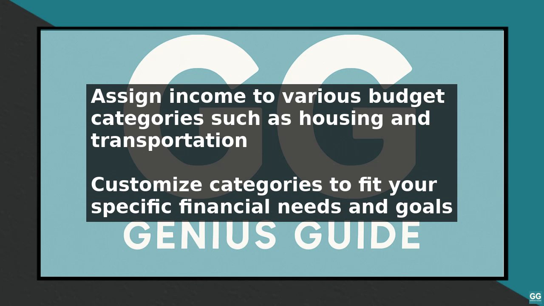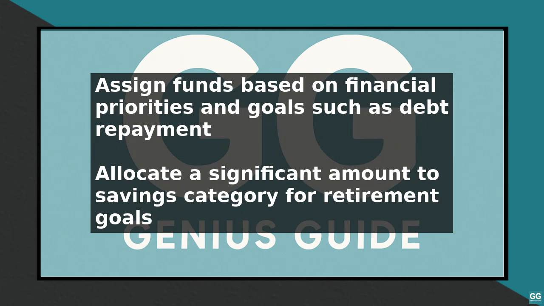Assigning funds to each category should be based on your financial priorities and goals. For example, if you have high-priority debts such as credit card balances, you may want to allocate a larger portion of your income towards the debt repayment category. On the other hand, if saving for retirement is a priority, you would allocate a significant amount to the savings category.